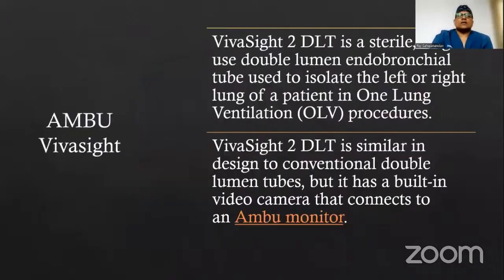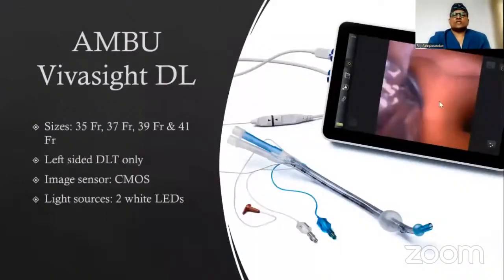So there is a new tube now. It's called an AMBU Viva set. It's nothing but a video DLT. The sizes are 30 adult size, and only left-sided tubes are available. You can connect it with an AMBU A-View monitor with the AC type connector, and it has a CMOS camera which will give an image like this. The main difference is that sometimes the camera can have secretions, so you need a separate port where you can irrigate as well as do suctioning.